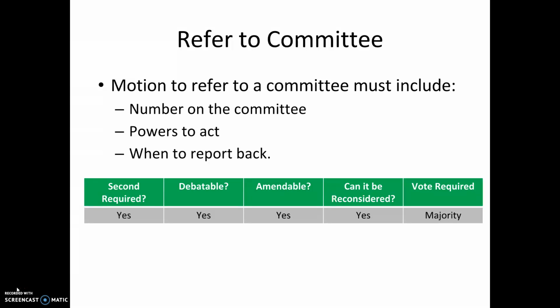The motion to refer a motion to a committee must include the following things. First is the number on the committee and how they are appointed. You also have to specify their powers, what they can do, and when they're going to report back. It does require a second. It is debatable. It is amendable. It can be reconsidered, and it is a simple majority vote.